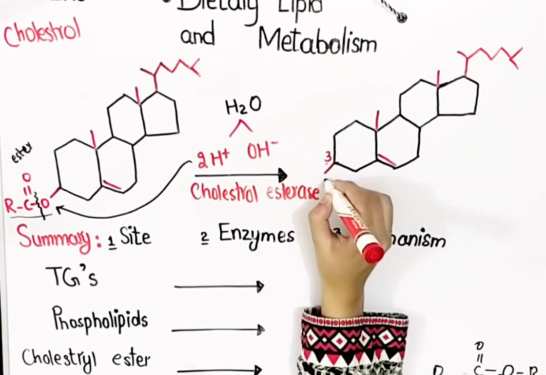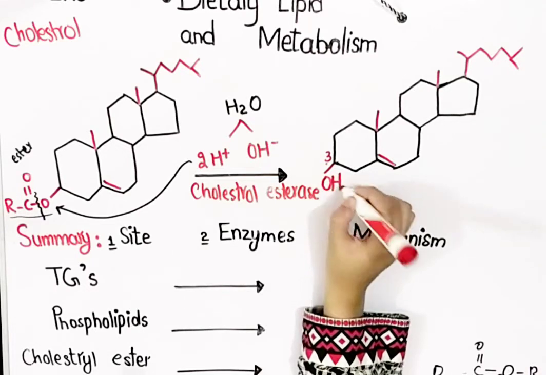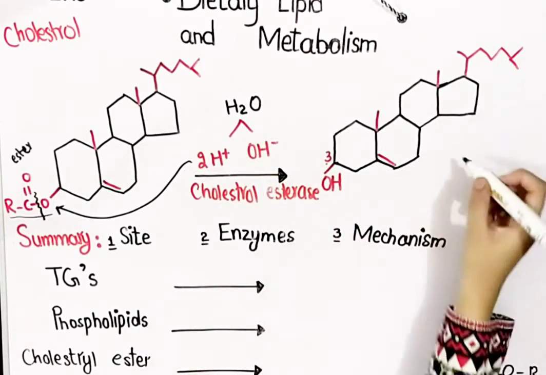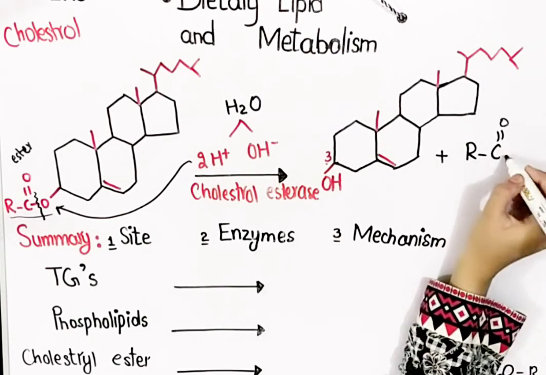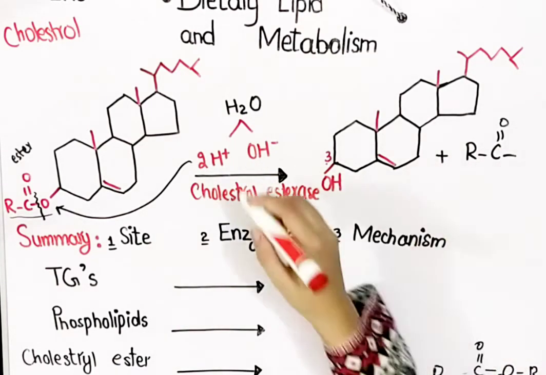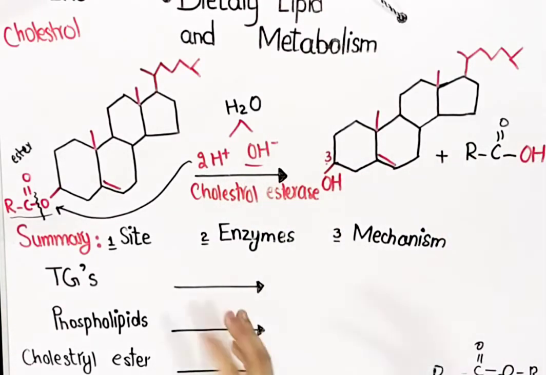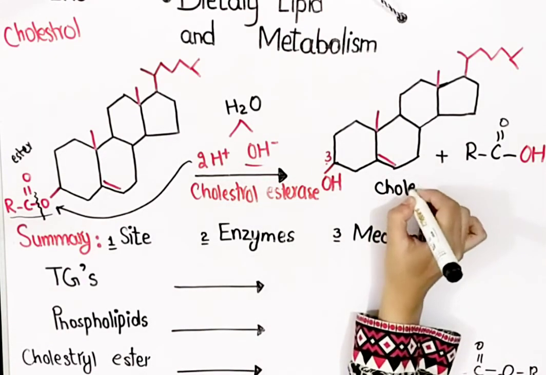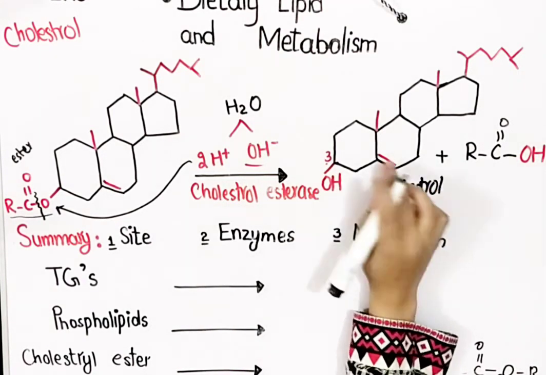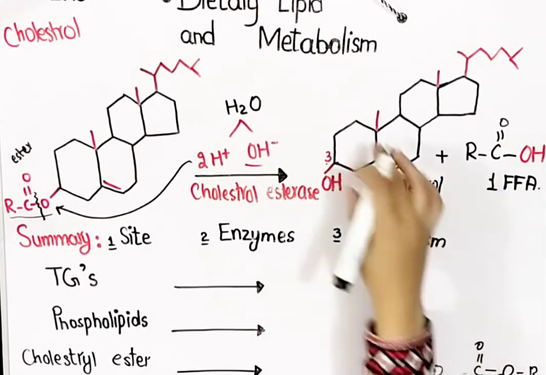Do remember, we already have O, and H would be attached over here, and then we will have R, C, double bond oxygen, and then over here this OH negative. So this OH will be here. Whenever we break the cholesterol ester, we get cholesterol. This is cholesterol having the OH on carbon number 3, and this is 1 free fatty acid. Okay, the other structure remains the same.